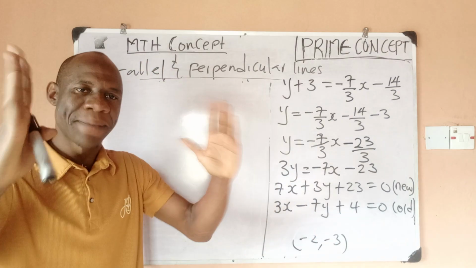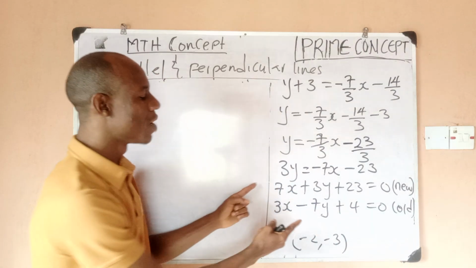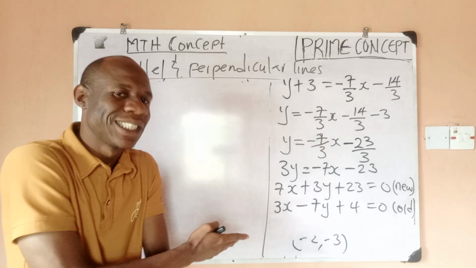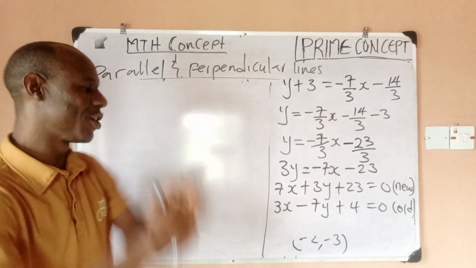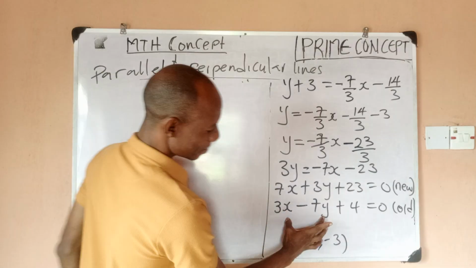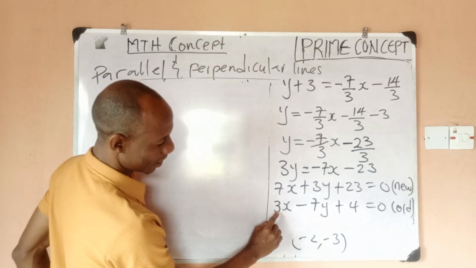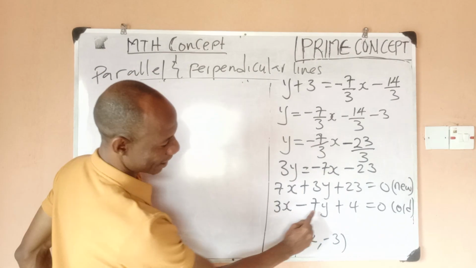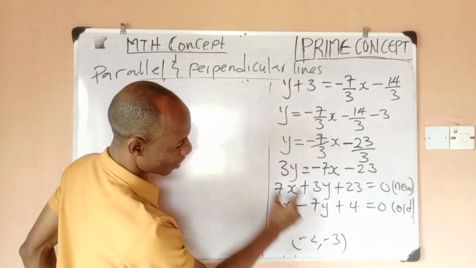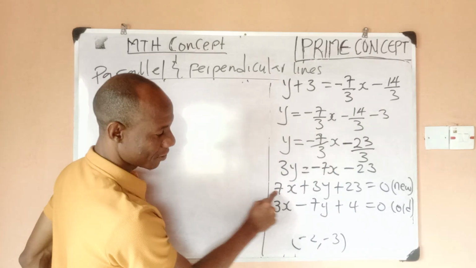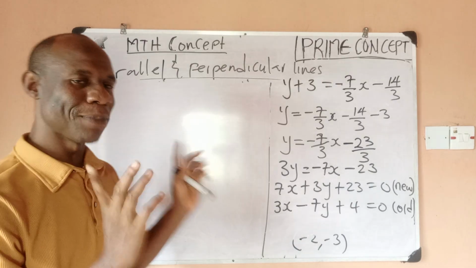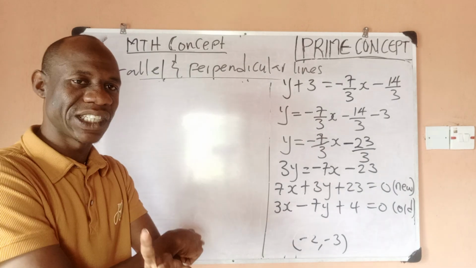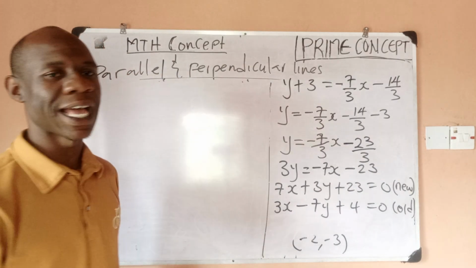So for perpendicular lines, their coefficients will do what? Interchange. And the sign at the center would also do what? Change. Right? This is my old equation. The coefficient is 3, and then this is minus 7. But in the new one, it now changed to 7 and then plus 3. So the concept is clear. For perpendicular lines, you just exchange their coefficients and change the sign in between.